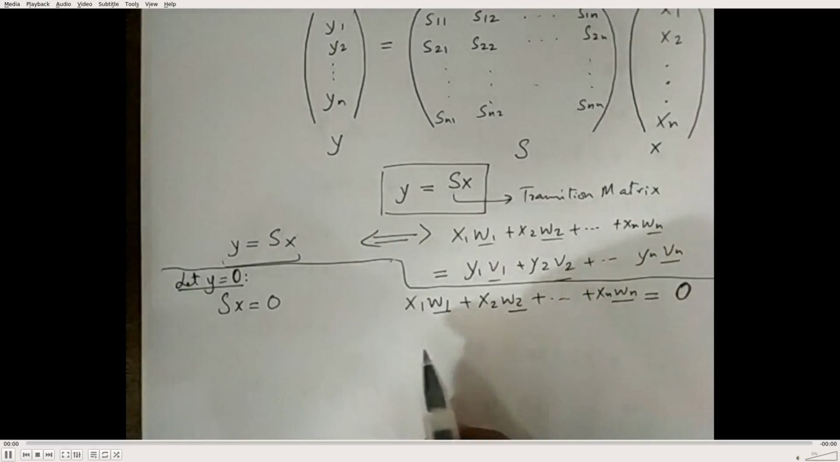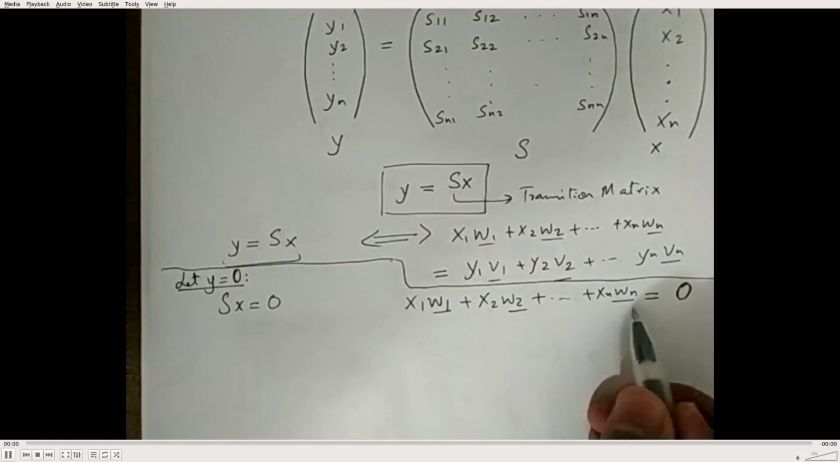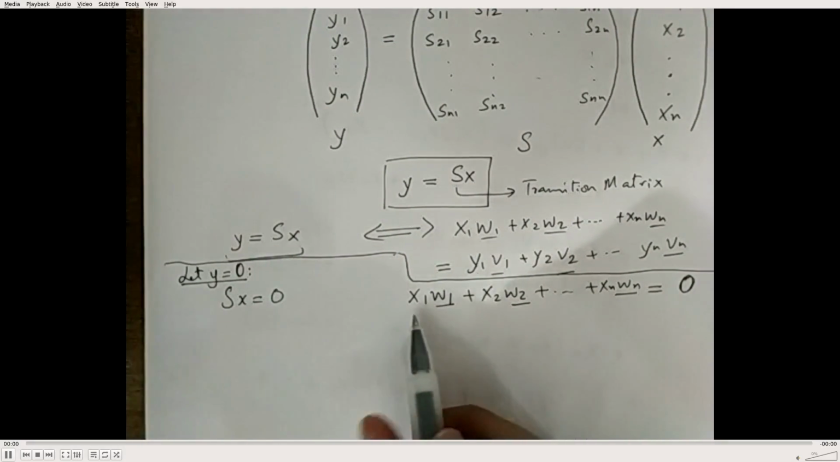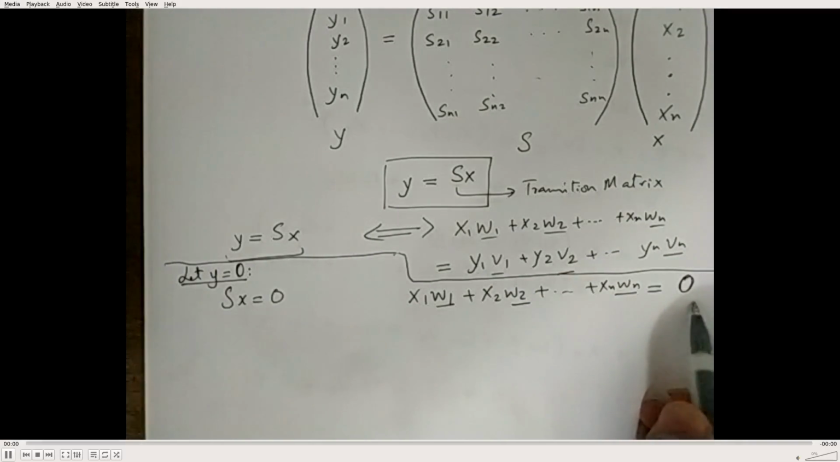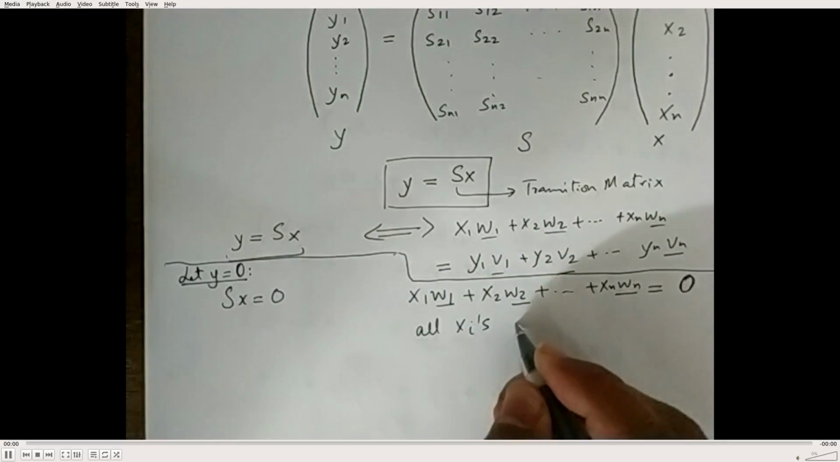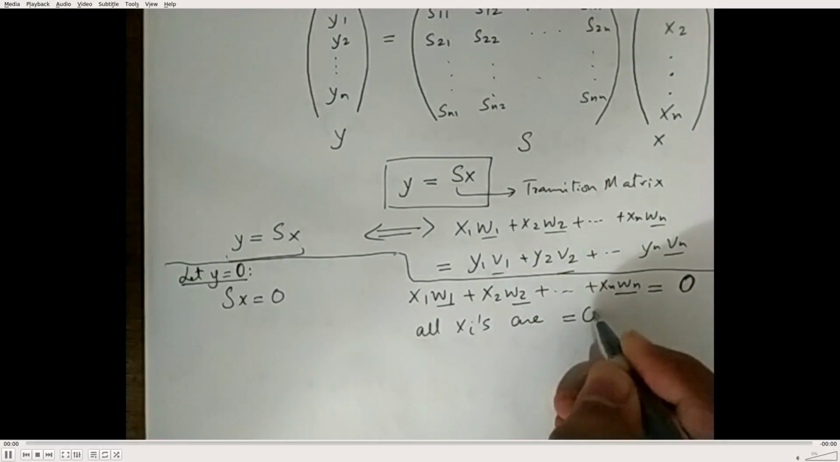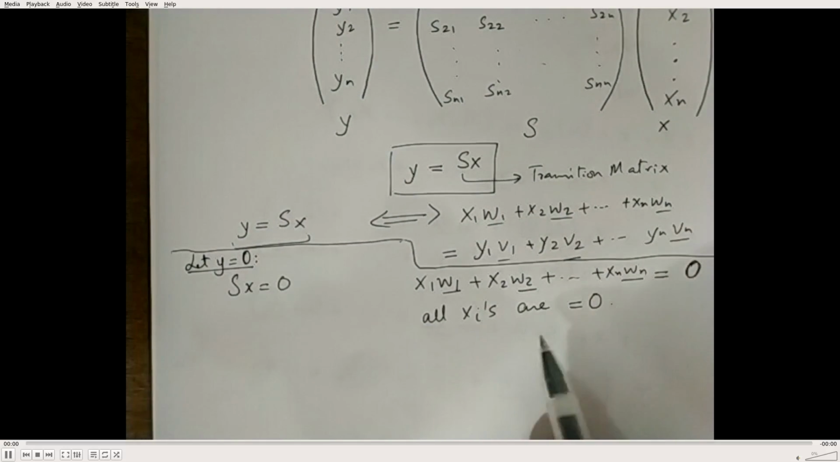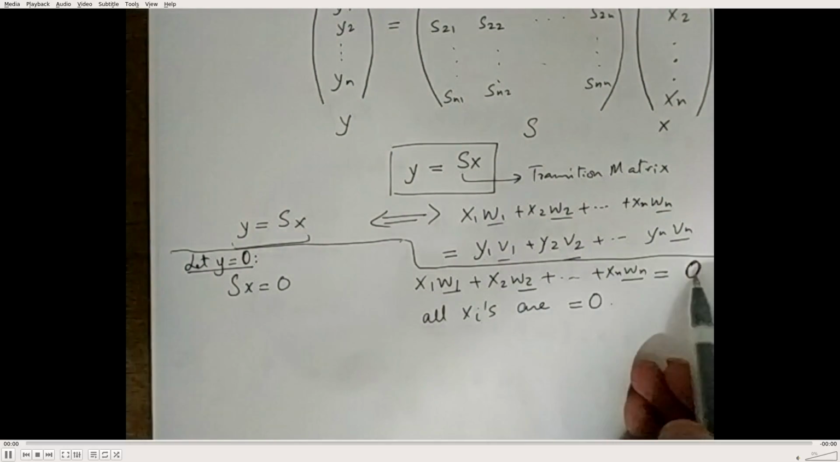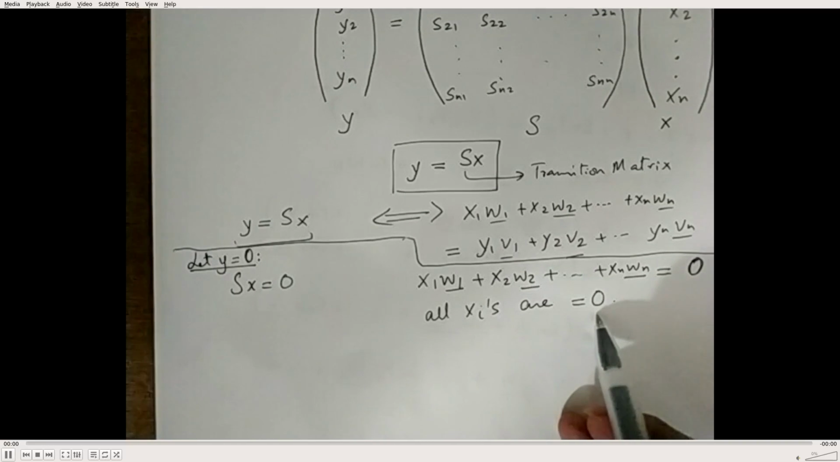I know from the start that the wi's were basis vectors, which means they're linearly independent. If they're linearly independent, then for a linearly independent set, this entire thing is 0 if and only if all xi's are equal to 0. This is just coming from the definition of linear independence. They're all linearly independent, then this equation just has the trivial solution.